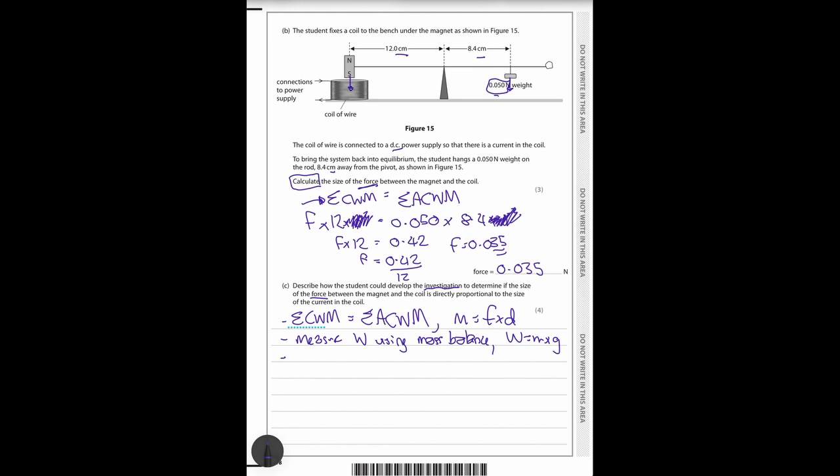Okay, what else am I going to have to measure? So it says force times distance, so I'm going to have to measure distance using a ruler or a meter ruler. I can just say ruler in this one because the distances are quite small. I don't necessarily need a meter ruler. Okay, is there anything else I need to measure? It says directly proportional to the size of the current. Well, yeah, so I'm going to have to measure the current using an ammeter.